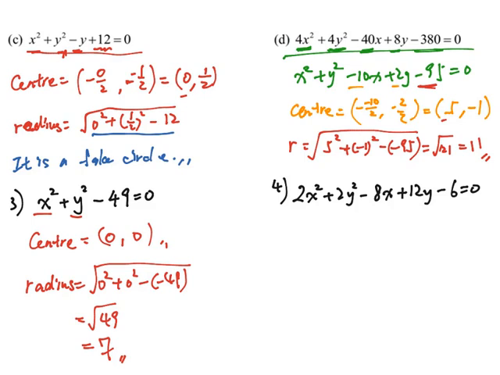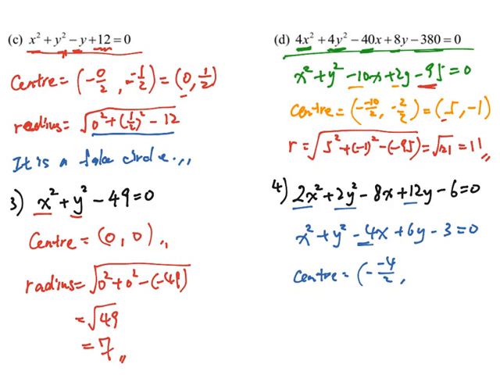Question 4. For question 4, you can see the coefficient of x squared and y squared is 2. So that means we need to divide the whole equation by 2. So 2 divided by 2 is x squared, and then y squared. Negative 8x divided by 2, negative 4x. 12 divided by 2 is 6y, and then negative 6 divided by 2 is negative 3. So we can find the center. Negative 4 over 2, and then negative 6 over 2. So we can get 2 and negative 3.